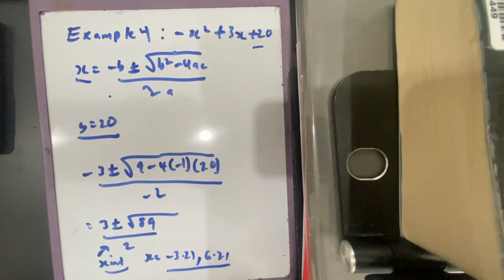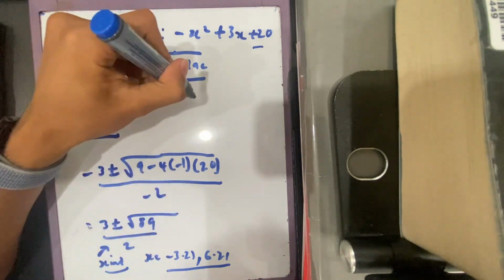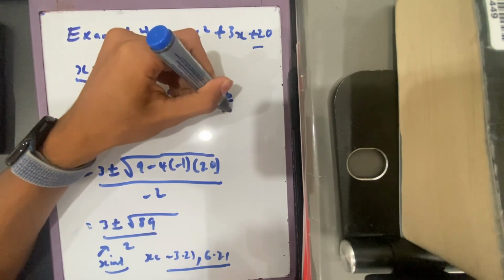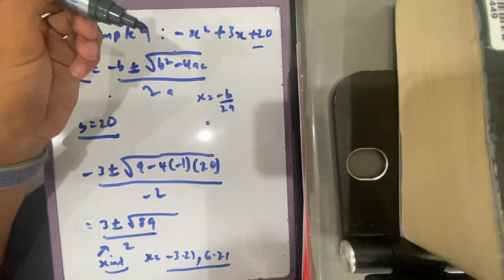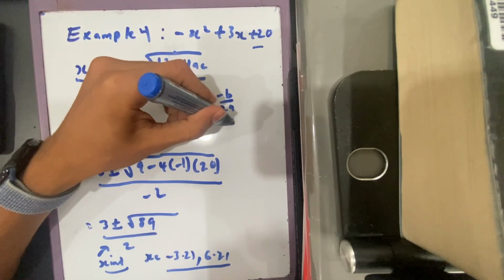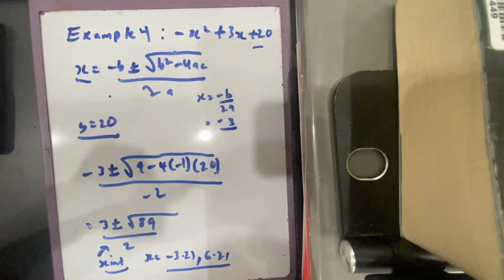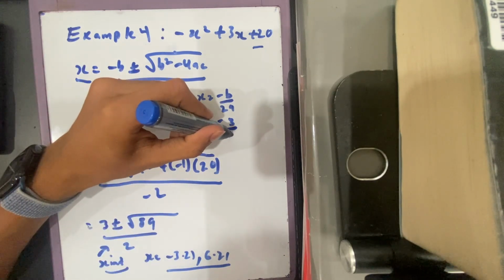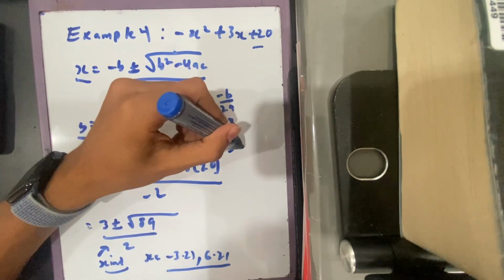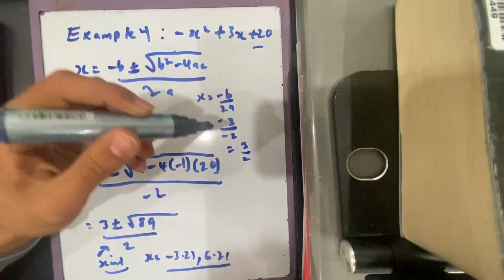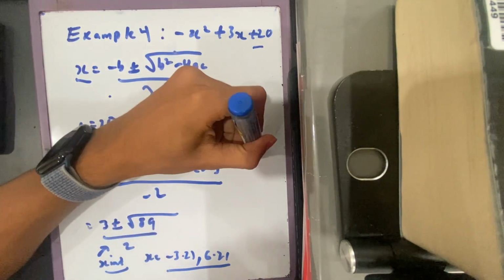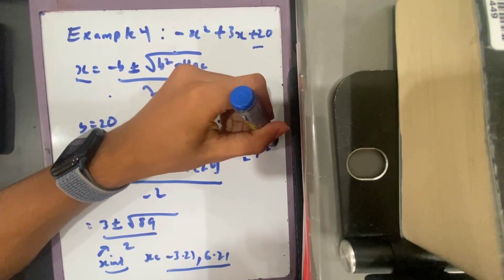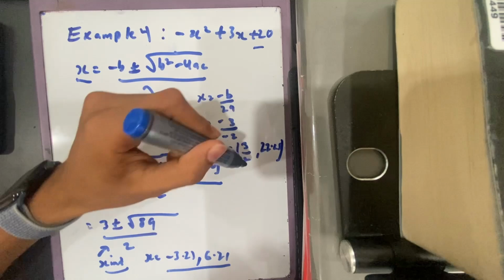Now for the vertex, same thing. X equals -b on 2a, which equals -3 on -2, which equals 3 on 2. And when you sub in your x value, you would get 22.25. So this will be our vertex.